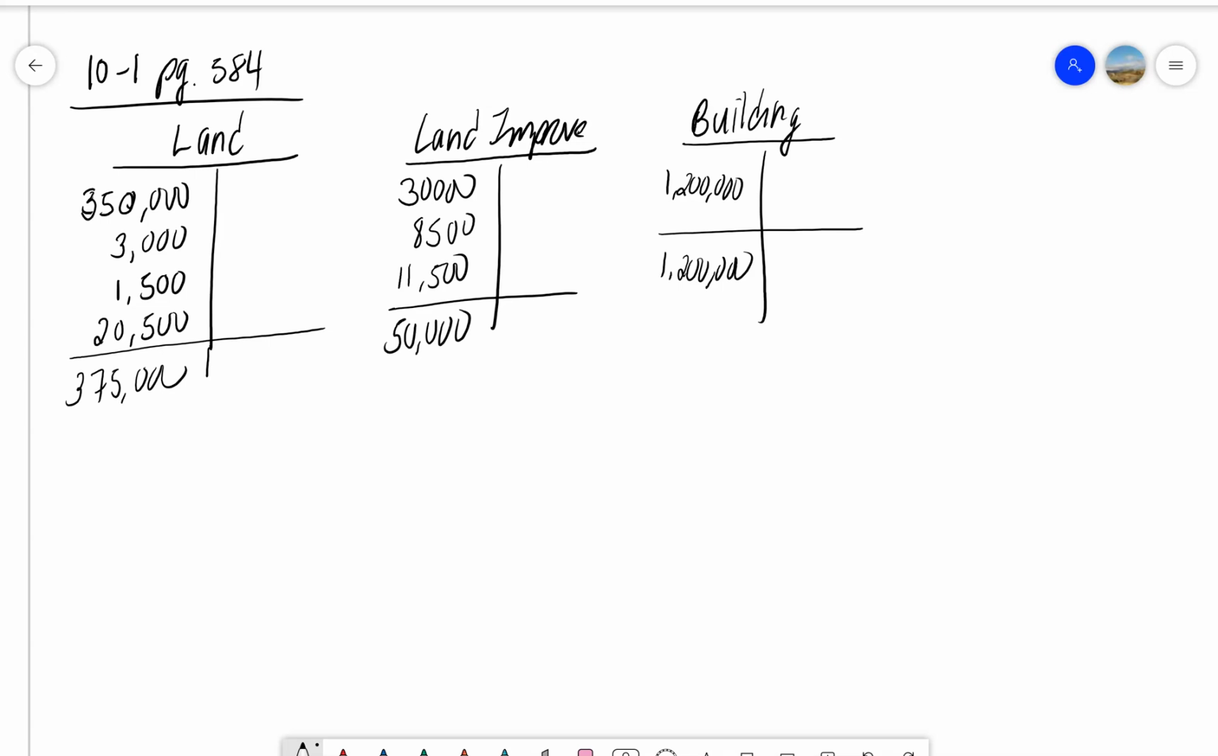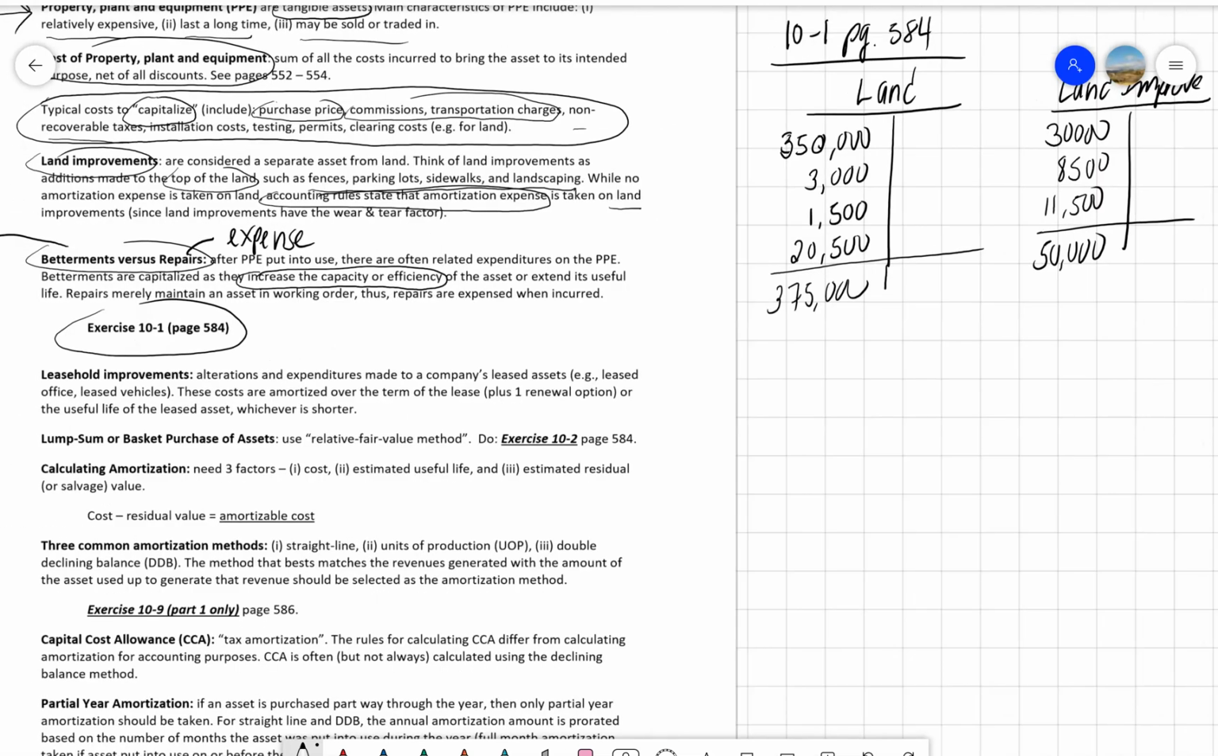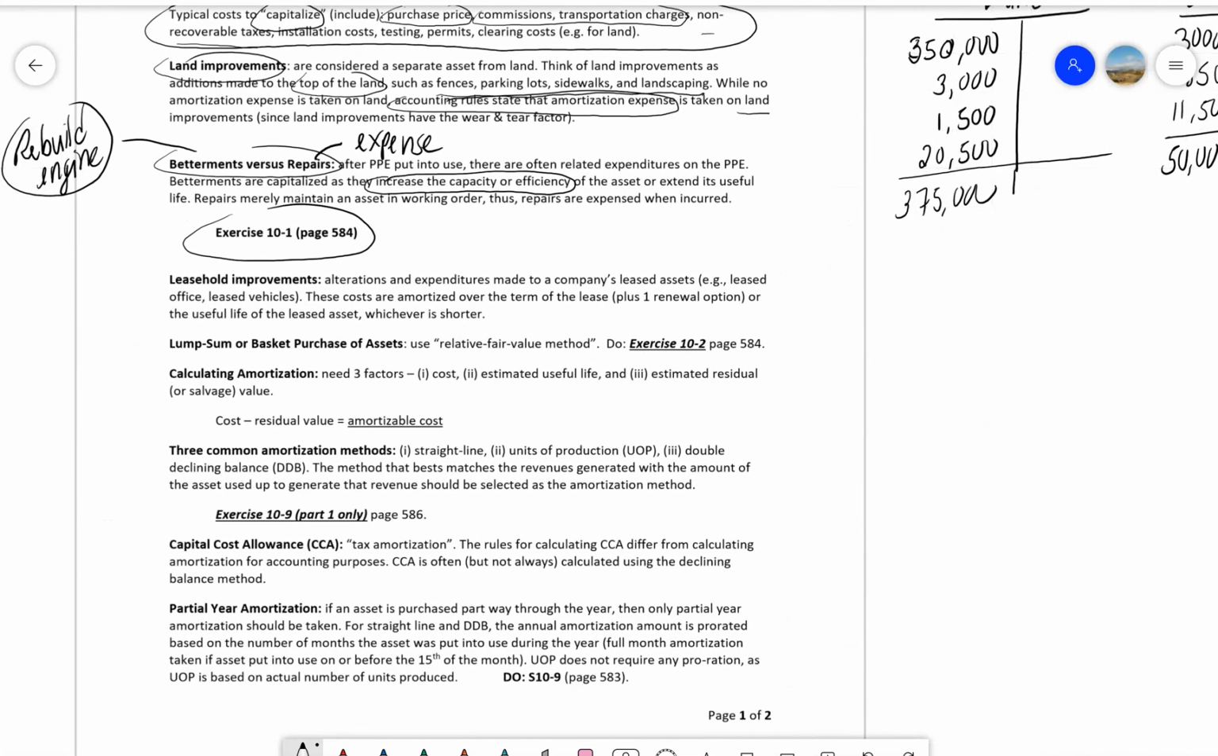And once again, we will take amortization expense on the land improvement and also the building, but not on the land. So that's sort of an example of what goes into the different costs of assets. Let's then go back to our handout and look at the next set of topics.